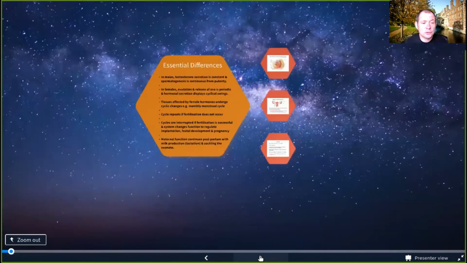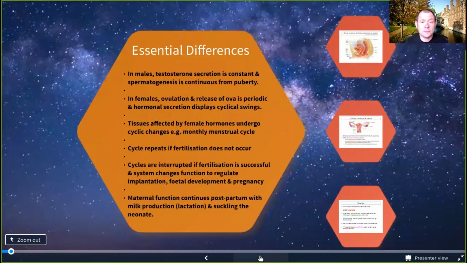So first of all, anatomy of the female reproductive system. So the essential differences between the male and female. In males, testosterone secretion is constant and spermatogenesis is continuous from puberty. That means the formation of sperm occurs constantly from puberty until death in most men.